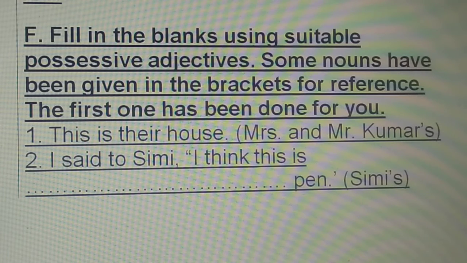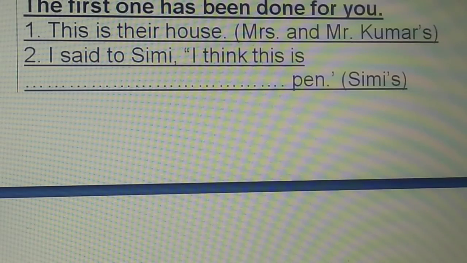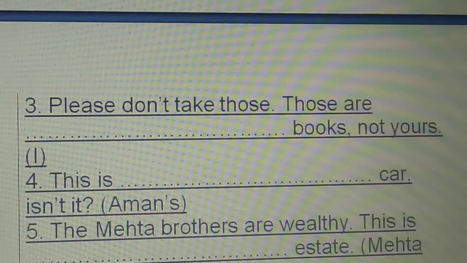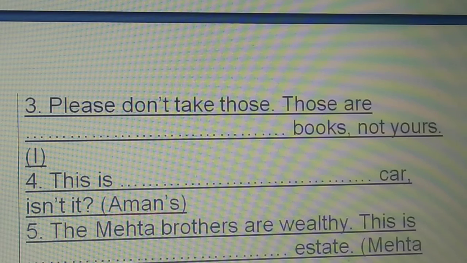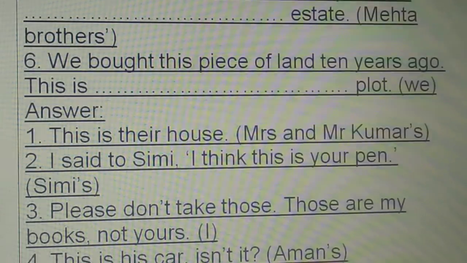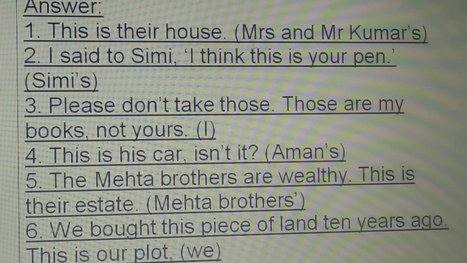Please read it carefully. You have to fill in the blanks using possessive adjectives. Me, my, mine, these are possessive adjectives. Okay, read the question thoroughly. Go through the questions very thoroughly, otherwise you cannot answer the questions. Note down all the questions, children. Are you reading carefully? Go through the questions very carefully, children.